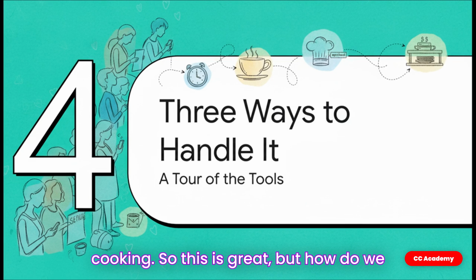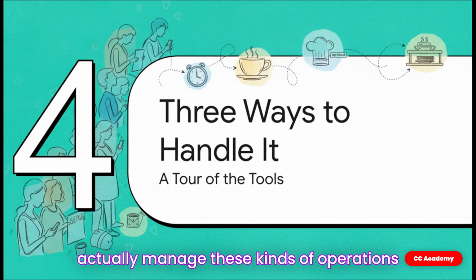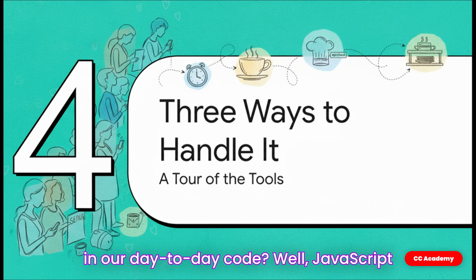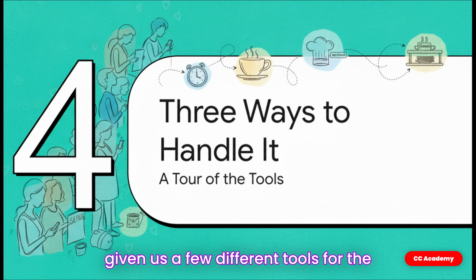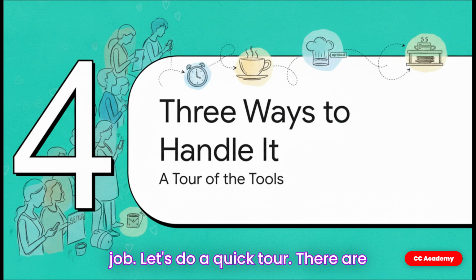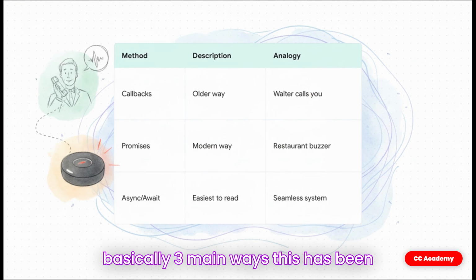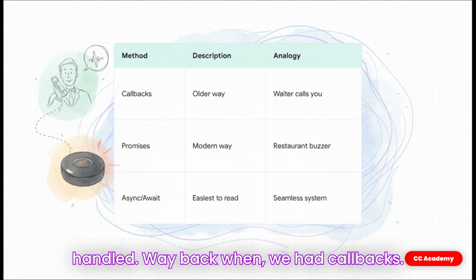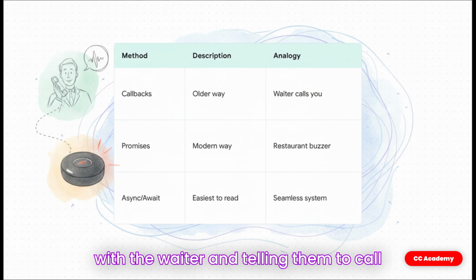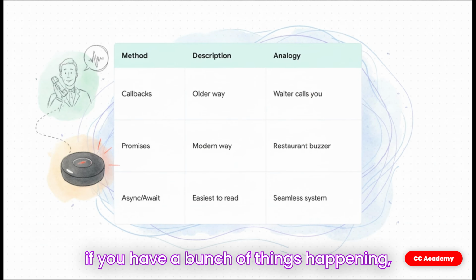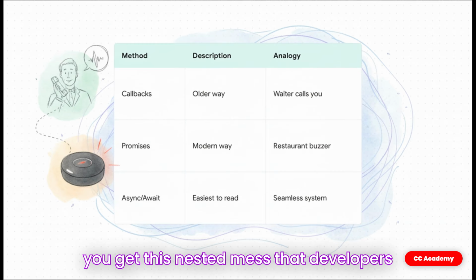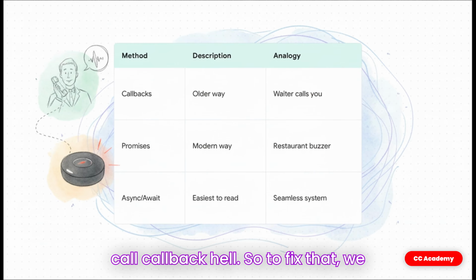So this is great, but how do we actually manage these kinds of operations in our day-to-day code? Well, JavaScript has evolved over the years, and it's given us a few different tools for the job. Let's do a quick tour. There are basically 3 main ways this has been handled. Way back when, we had callbacks. This is like leaving your phone number with the waiter and telling them to call you when the food's ready. It works, but if you have a bunch of things happening, you get this nested mess that developers call callback hell. So to fix that, we got promises.